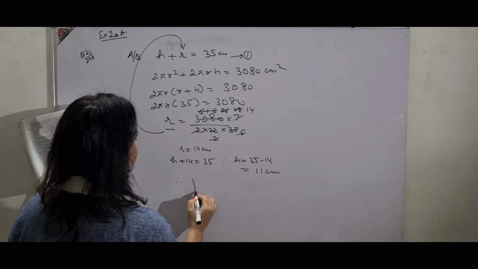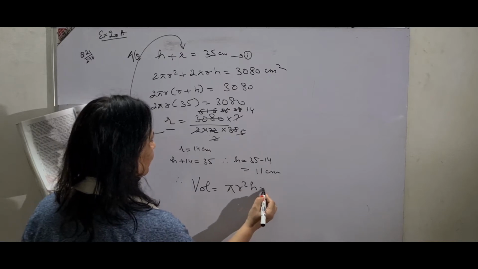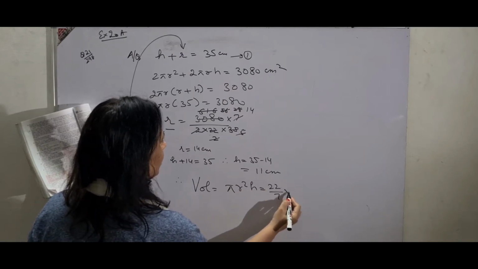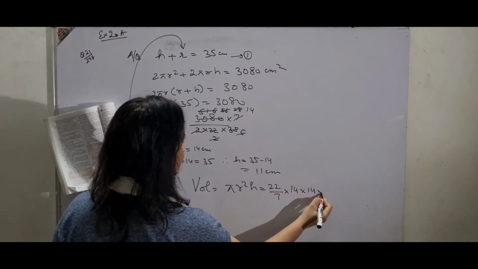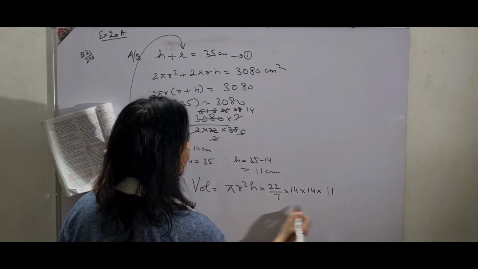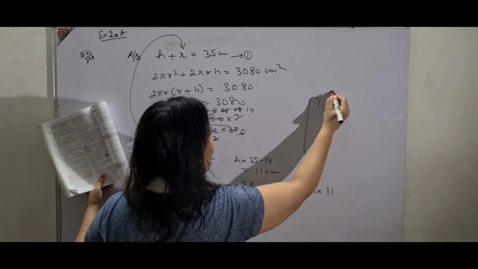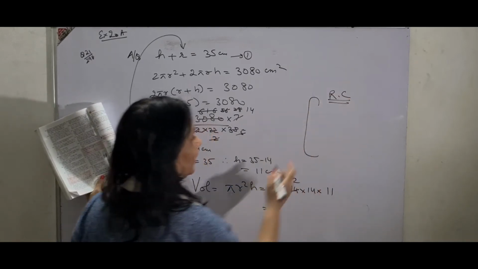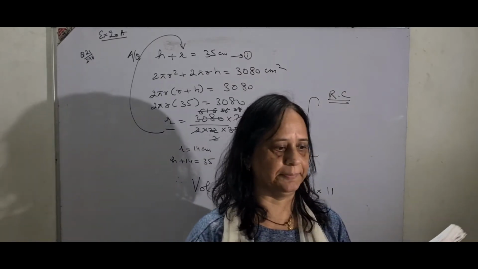You have to find the volume. So volume is equal to pi r square h. You have done this before also. Until now you must be well versed with it. 14 into 14, and of course h you have found to be 11, and that is your required answer. Please check the calculations in the rough column at least twice, so that we do not make any mistake.